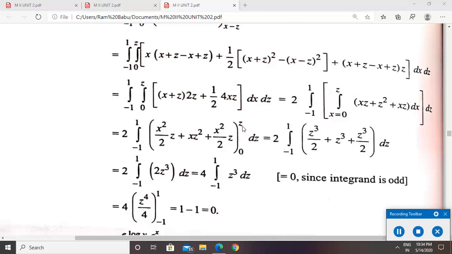Now apply upper limit and lower limit. Replace x with z first: z cube by 2 plus z into z square, z cube, plus z square into z cube by 2. Next, minus, replace x with 0: this term will become 0, this term also becomes 0, this term also will become 0. After simplification we get this one. In this way you can solve this one.